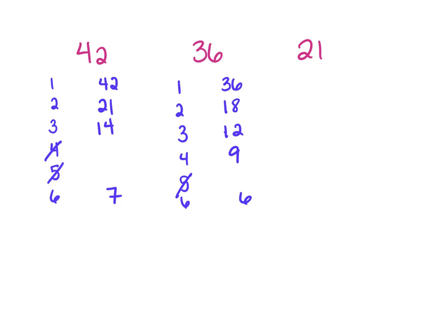36 is what's called a perfect square. So if we kept moving, we'd get to 9 and 4 eventually. So if our numbers are the same, then I know I have all of my factors.